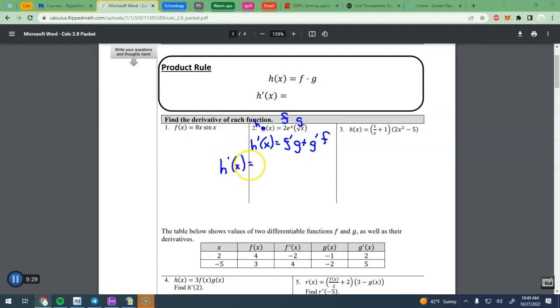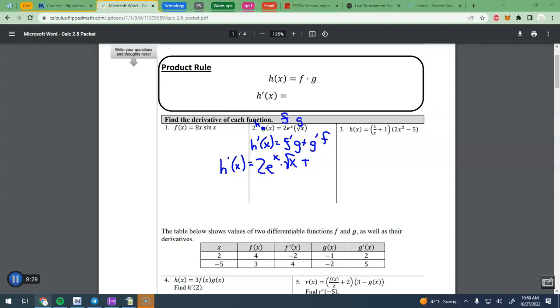So F prime, so I've got to take the derivative of this 2e to the x. Well, that 2, that constant in front, remember, it just falls down, stays there. And then what's the derivative of e to the x? E to the x. So F prime is 2e to the x. And then times G is the square root of x. Good. And then G prime times F.